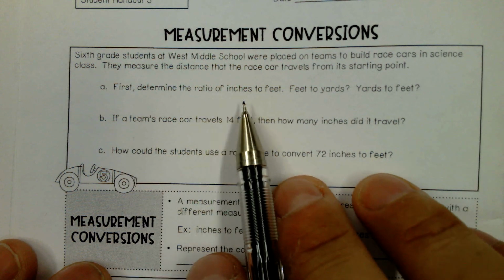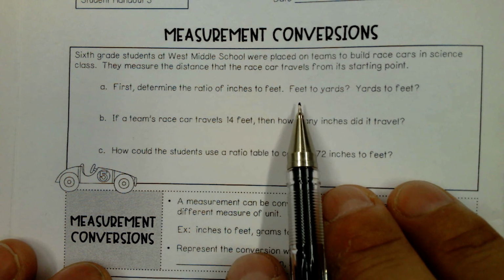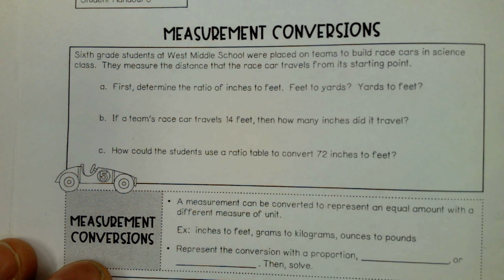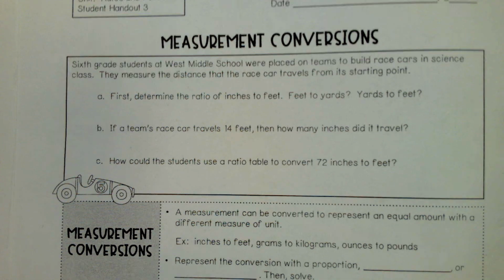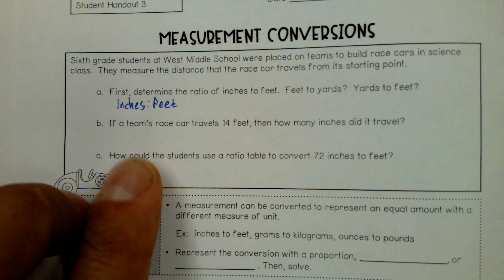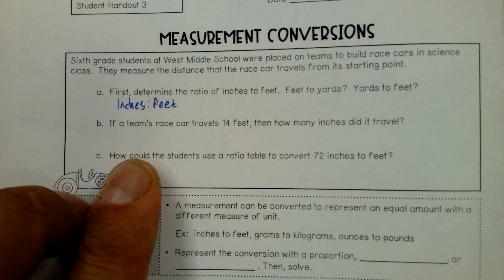So it says first determine the ratio of inches to feet, feet to yards, and yards to feet. Okay, so hopefully, do you guys have these? Your student planners. If you go to page 125, that would help us set up the ratios. Or maybe you already know. Let's do inches to feet. So how many inches are in 1 foot? 12.